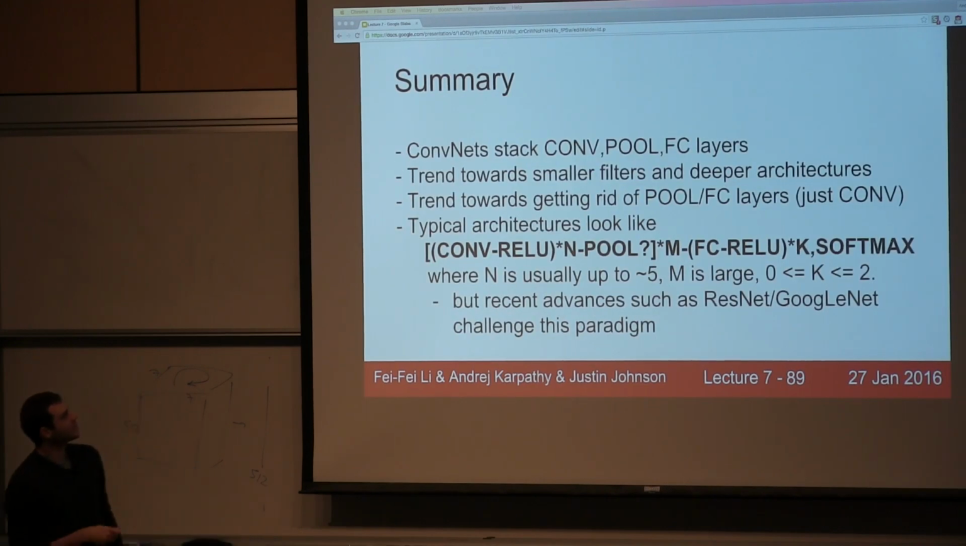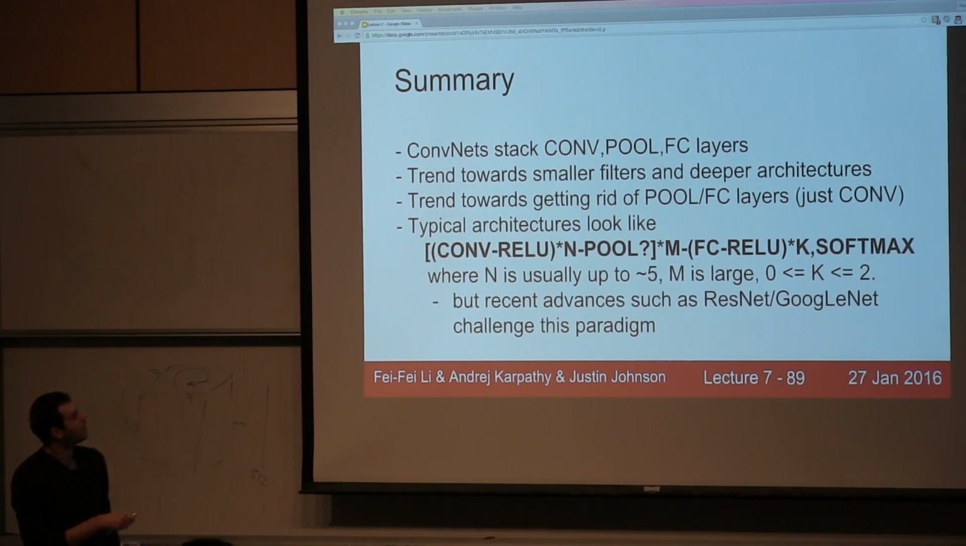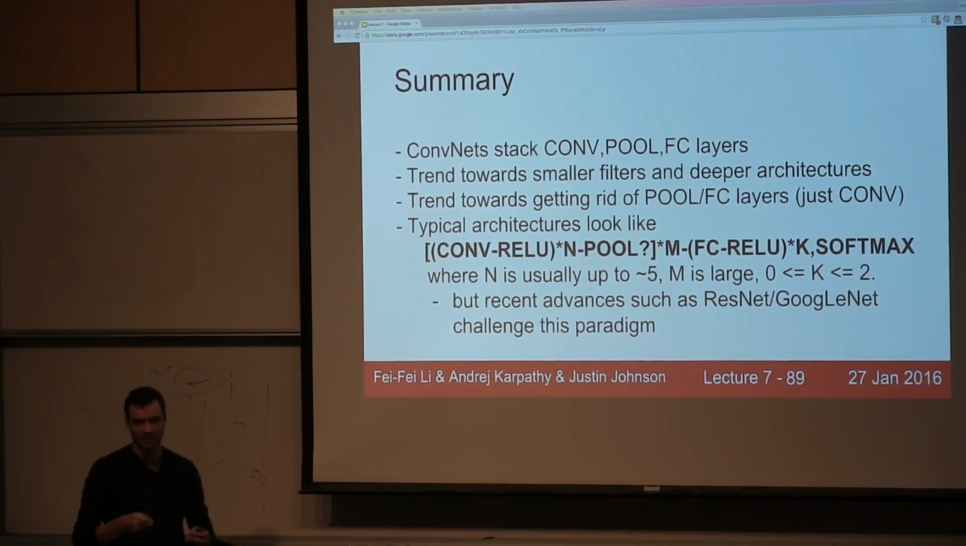So, summary: we have these conv and pool layers. There's a trend towards getting rid of the pool and fully connected layers. We're eventually going to end up with networks, I think, that are purely conv, where spatial reduction is done by stride 2 convolutions instead of max pooling. There's a trend towards smaller filter sizes like 3 by 3, but with many more layers. A typical architecture for now looks like conv, relu, sometimes pool, then fully connected layers maybe at the end, and softmax at the end. But recent advances like ResNet and GoogleNet are challenging this paradigm. They play with the architecture a bit, and it's a little funkier than just stacking layers in a sequence. And so that's the summary.